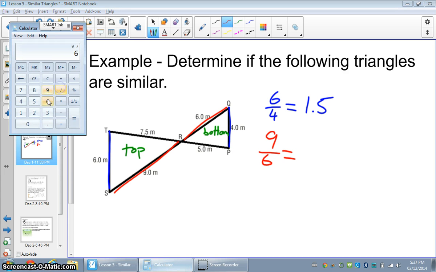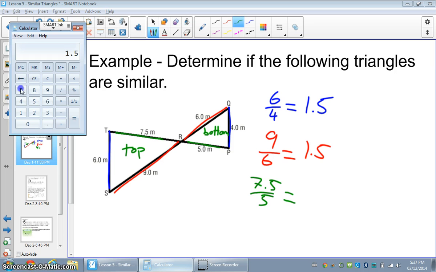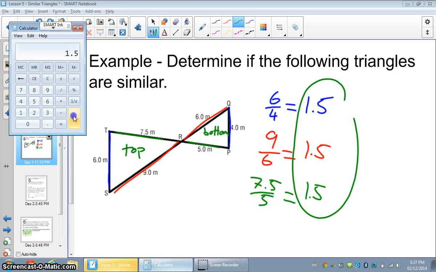So 9 divided by 6 equals 1.5 again. So far, so good. And the medium sides are 7.5 and 5. What do I get? 7.5 divided by 5 equals 1.5 again. So again, all corresponding sides give the same scale factor. So yes, the triangles are, in fact, similar triangles.